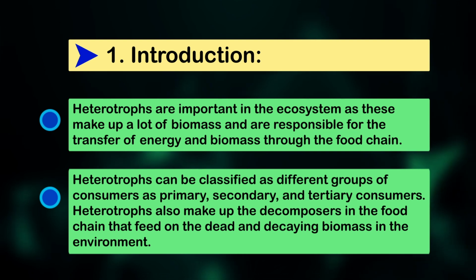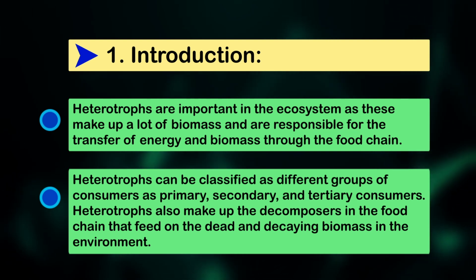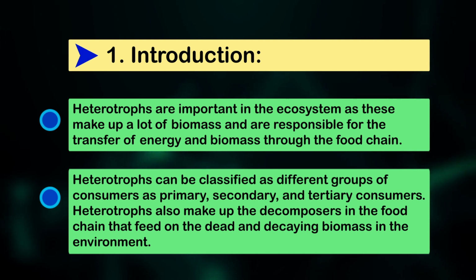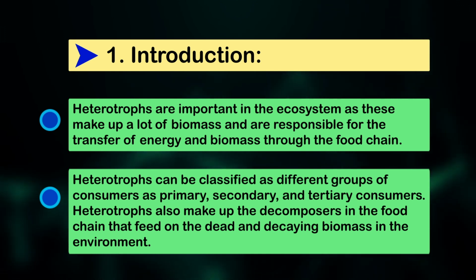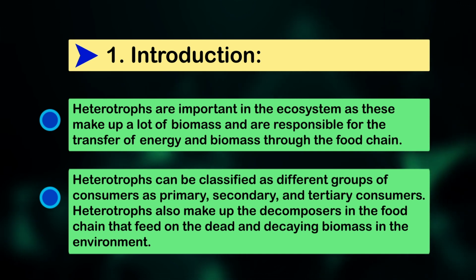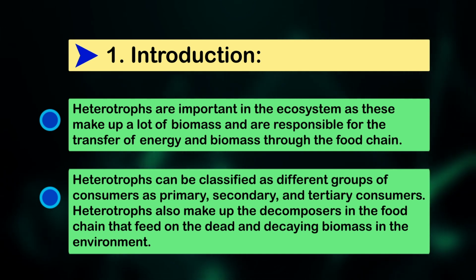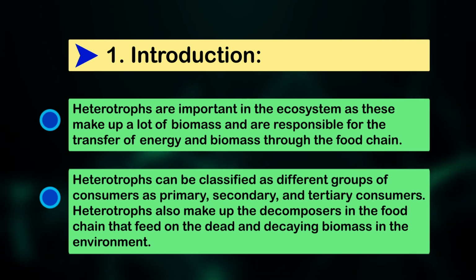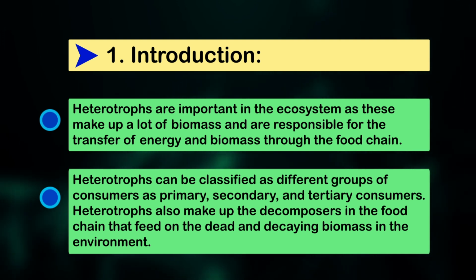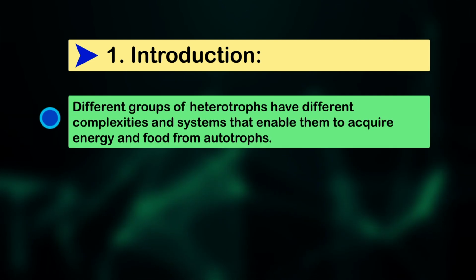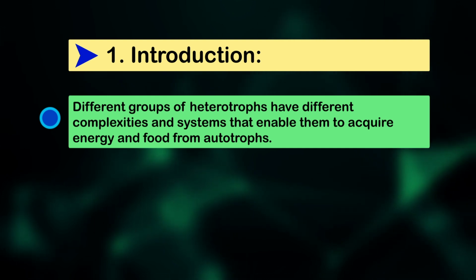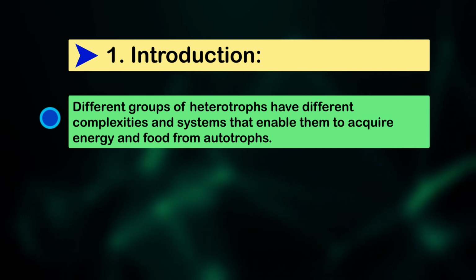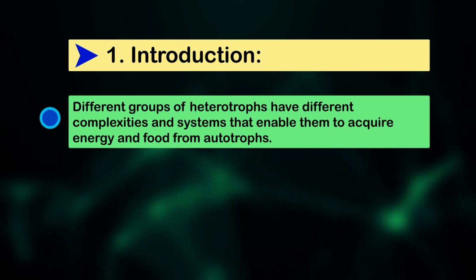Heterotrophs can be classified as different types of consumers: primary, secondary and tertiary consumers. Heterotrophs also make up the decomposers in the food chain that feed on the dead and decaying biomass in the environment. They play a very important role in the ecosystem because they recycle the nutrients back into the ecosystem. Different groups of heterotrophs have different complexities and systems that enable them to acquire energy and food from autotrophs.